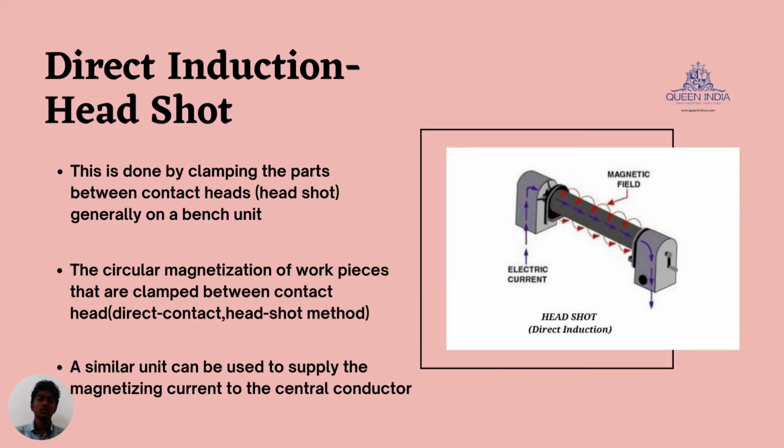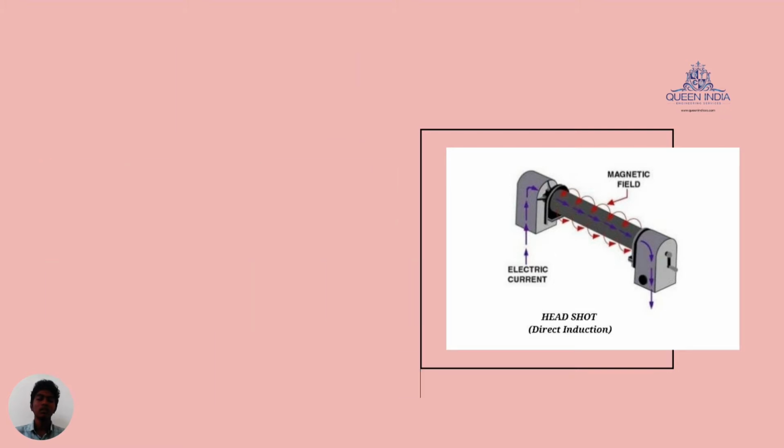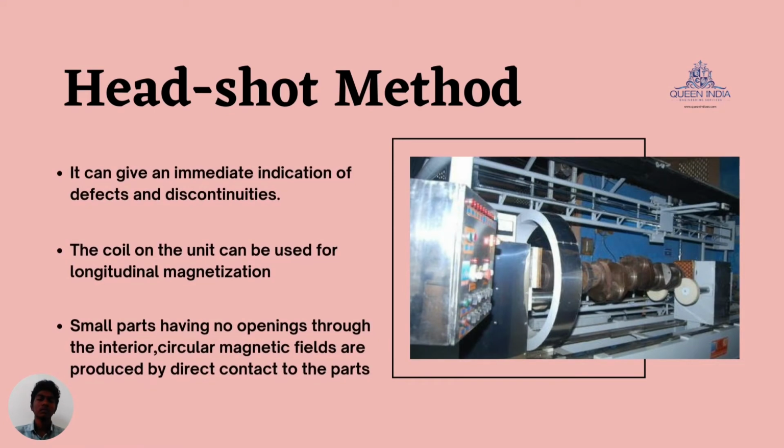Direct induction head shot. Circular magnetization of workpieces that are clamped between the contact heads. A similar unit can be used to supply the magnetizing current to the central conductor. This is done by clamping the parts between the contact heads, generally on a bench unit. It can give you an immediate indication of defects and discontinuities. The coil and the unit can be used for longitudinal magnetization. Small parts with no openings through the interior have circular magnetic fields produced by direct contact to the parts.